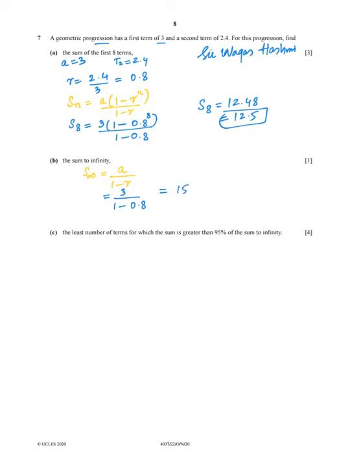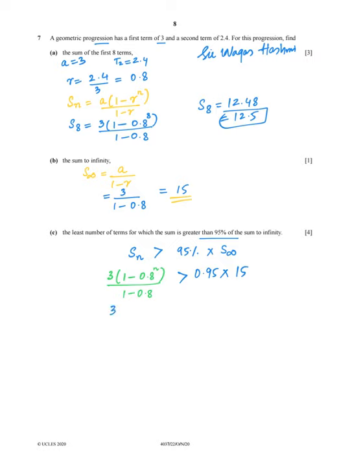Part C, the least number of terms for which the sum is greater than 95% of the sum to infinity. So in general, it says that the sum of n terms is greater than 95% of the sum to infinity, right? Now I'm going to apply the working formula for the sum of n terms. So it is this working formula, right? A times 1 minus r power n, divided by 1 minus r. So the value of a we have, it's 3, 1 minus r is 0.8. The value of n is unknown. Divided by 1 minus 0.8 is greater than 95%, means 0.95, and the sum to infinity we had found in the previous part, and that is equals to 15. Now we need to solve this equation.